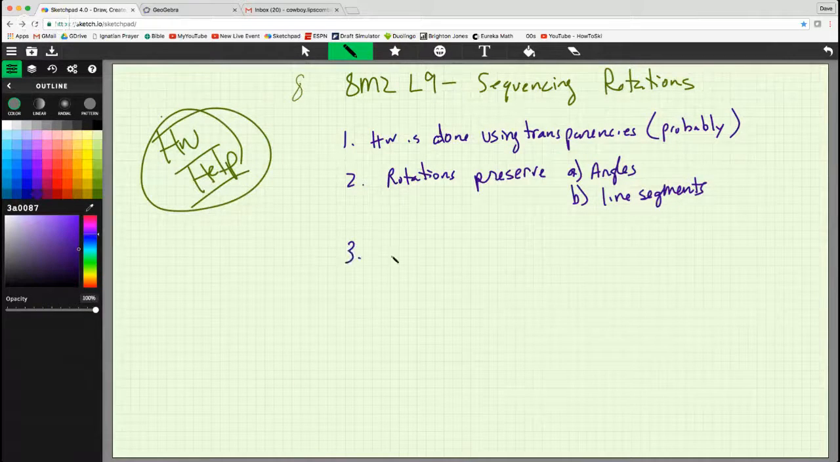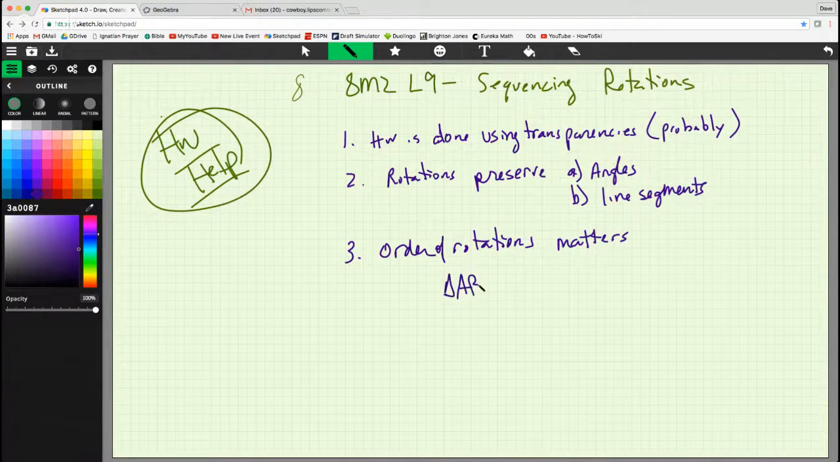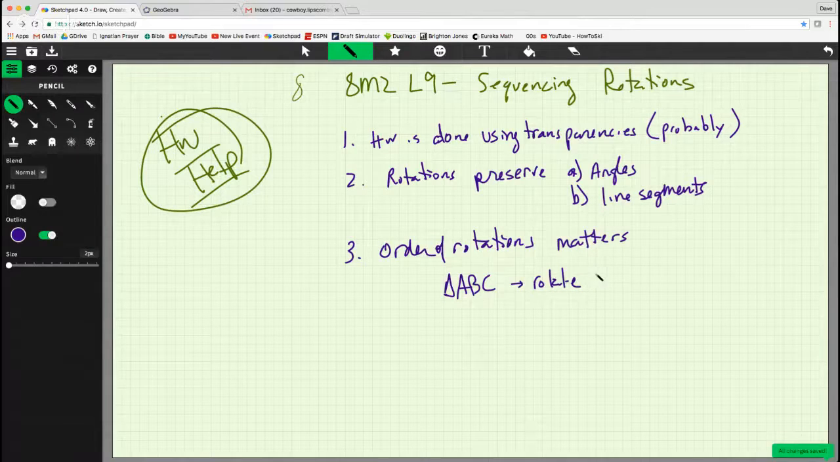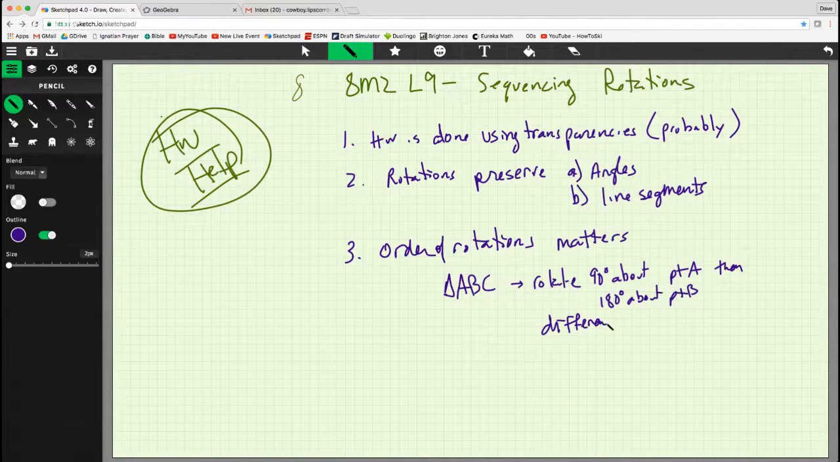And 3, the order of rotations matters. If I take triangle ABC and rotate 90 degrees about point A, and then 180 degrees about point B, that is different than rotating 180 degrees about point B, then 90 degrees about point A.